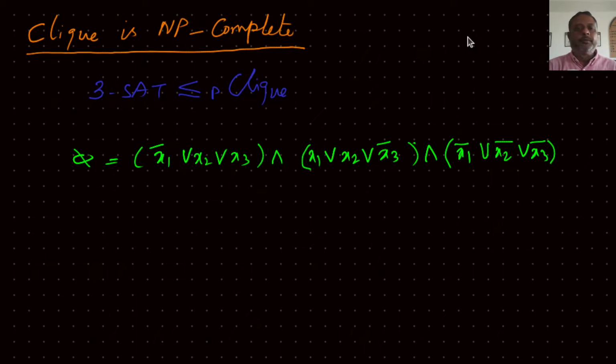The problem of finding a clique in a given graph. A clique is a subgraph that is fully connected. A fully connected subgraph of any graph is called a clique. Here we are interested in identifying whether a graph has a clique of a particular size or not. So that's a decision problem, and we want to prove that this clique problem is an NP-complete problem.